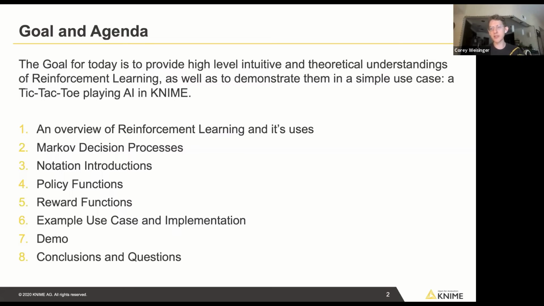We'll introduce a bit of notation so that you're familiar with some of the terms if you want to go and do some further reading on the topics. We'll talk about policy functions, reward functions, and I'll go through an example use case, which will be building an AI that plays tic-tac-toe. That use case is going to include a web portal implementation, and we'll look at some of the workflows for training and deploying that as well.